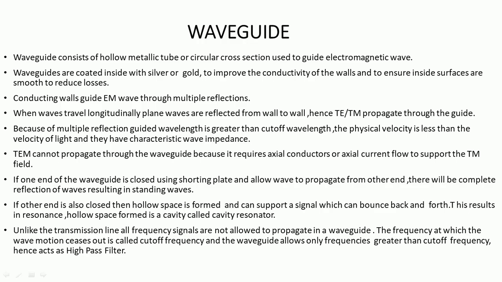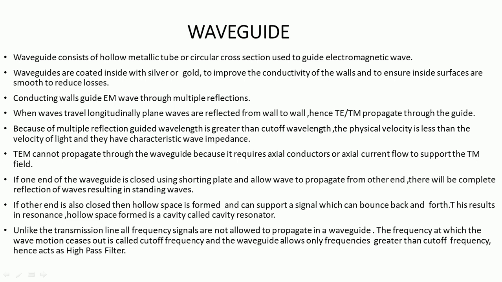Now let us define what a waveguide is exactly. It's a metallic tube of circular cross section, and as the name indicates, it is used for guiding the waves. They are either coated inside with silver or gold. For what purpose? To improve the conductivity of the walls and to ensure the inside surfaces are smooth to reduce the losses. Also, we can say that they guide the electromagnetic wave through multiple reflections. This we will see in the diagrammatic analysis.